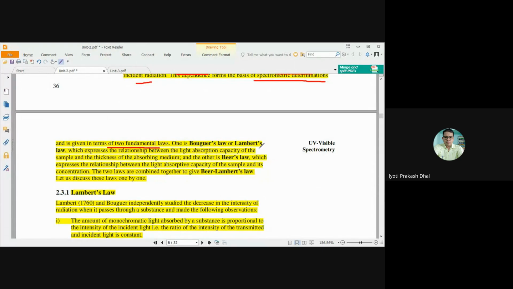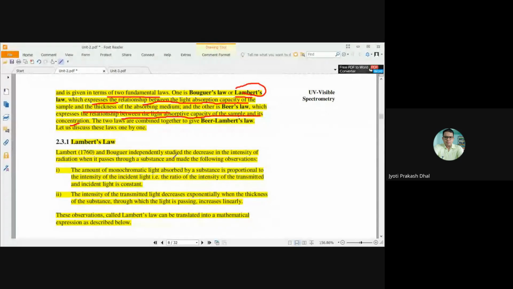So one law is called Lambert's law, and another one is called Beer's law. The first one, Lambert's law, expresses the relationship between the light absorption capacity of the sample and the thickness of the absorbing medium. Similarly, Beer's law expresses the relationship between the light absorption capacity of the sample and its concentration. Now, the two laws in their combined form are called the Beer-Lambert law.